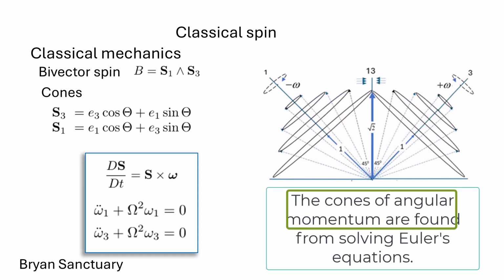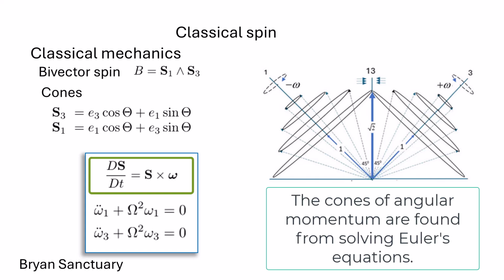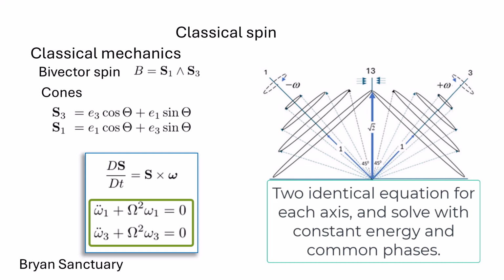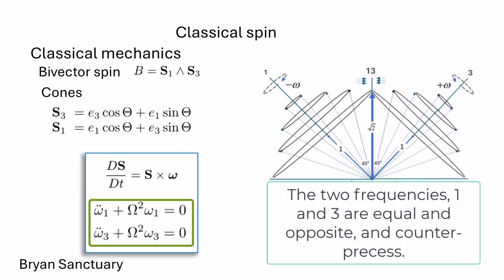The cones of angular momentum are found by solving Euler's equations. First, for constant precession, no torque, the system is conservative, and we get the substantive derivative. For the bivector, there are two independent equations, one for each axis, but they must be solved with equal and opposite energy, which is energy conservation, and with also equal phases. Therefore, the two frequencies, omega 1 and omega 3, are equal and opposite.